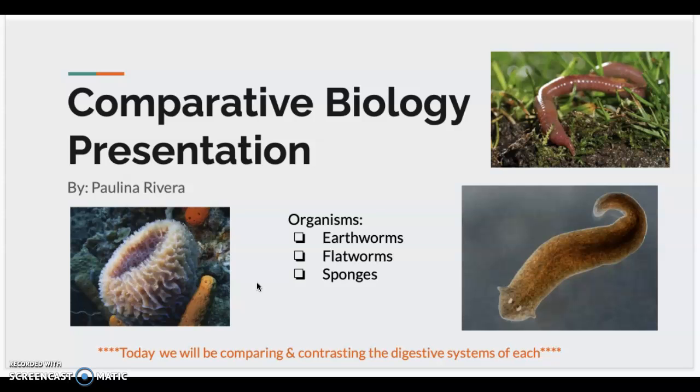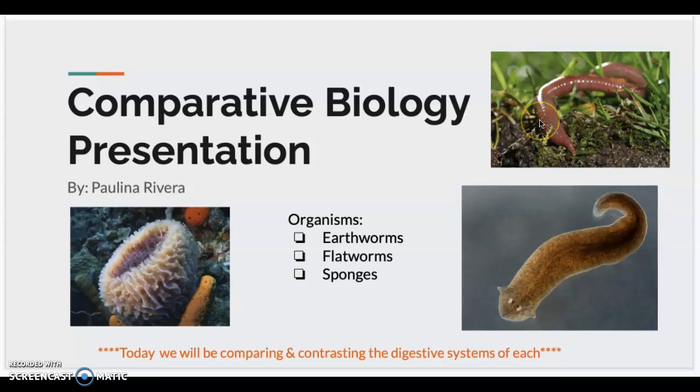In my presentation, I will be comparing and contrasting the digestive systems of each of these three organisms, and the organisms I will be comparing today are earthworms, flatworms, and sponges. Each one of these organisms has an extremely different digestive system, and some are definitely more complex than others, but they're definitely unique in their own way, and at the end of the day, they aid the organism in receiving and absorbing nutrients.